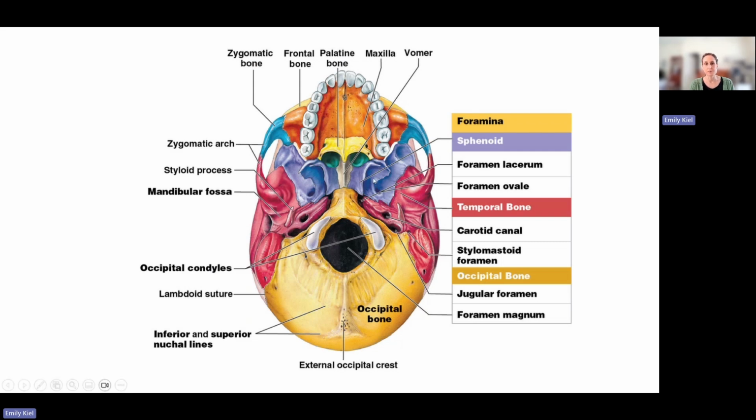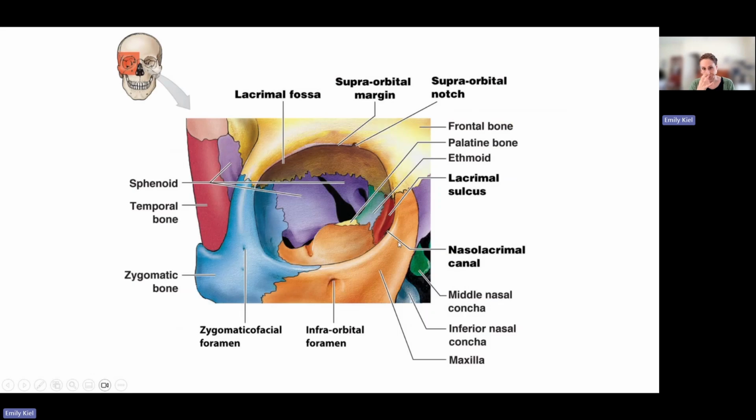And another foramen to be aware of, you've got your foramen ovale, which is here in your sphenoid bone. So note lots of foramina in the temporal bone and the sphenoid bone. Note that your jugular foramen and foramen lacerum are near the occipital bone as well. So keep those in mind.